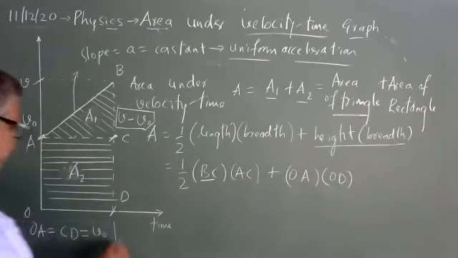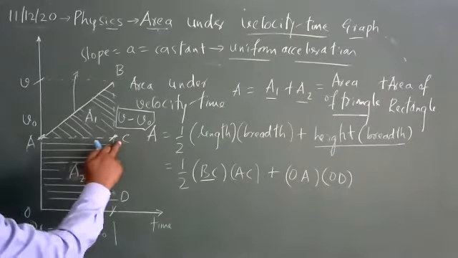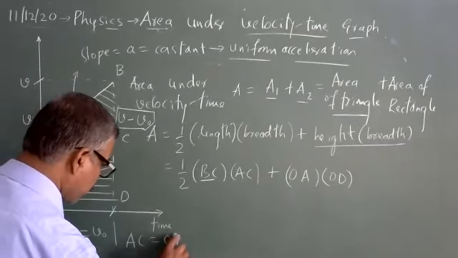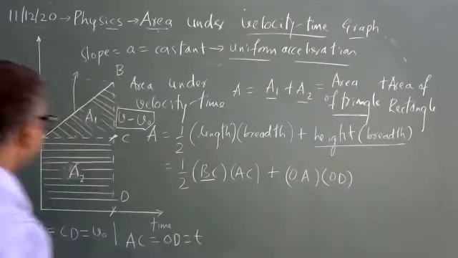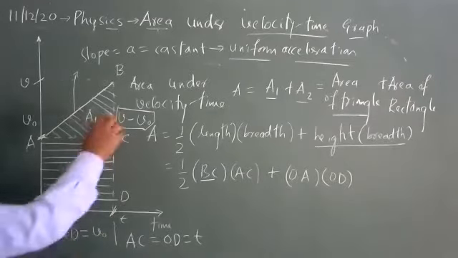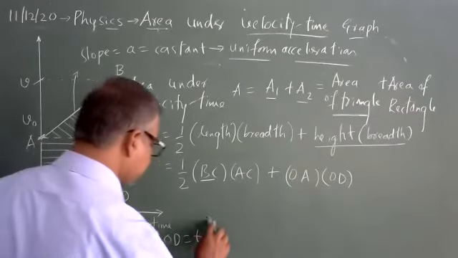Now, next: AC equal to OD, which is equal to time. This is called the time axis. Up to here it is time T. Now, what is this height BC? BC is simple.